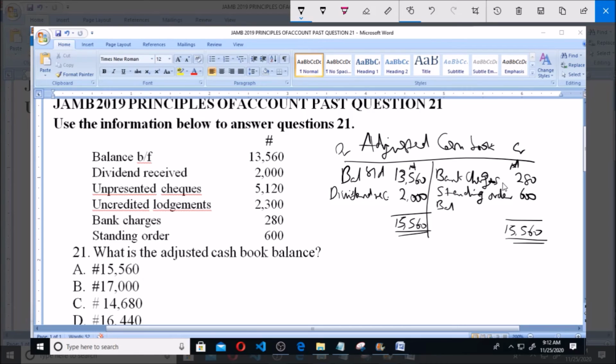So we have a balance carried down. The difference between this 15,560 and 280 and 600 will give us 14,680. So this is our balance, balance carried down on adjusted cash book balance. So our option is option C, 14,680.